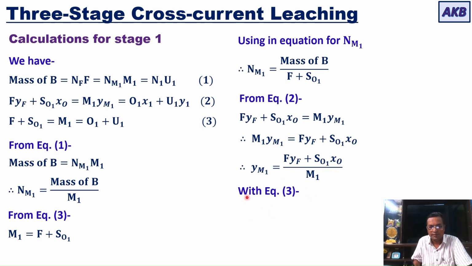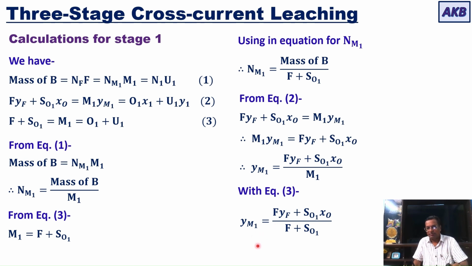And for M1, I will again use equation 3. From equation 3, M1 is F plus S0_1. So that's why YM1 will be equal to F into YF plus S0_1 into X0 divided by F plus S0_1. So using this equation, you can calculate YM1. Rather, you have to calculate YM1, and for calculating YM1, everything on the right hand side will be known to you. You just have to use those values and get the value of YM1.